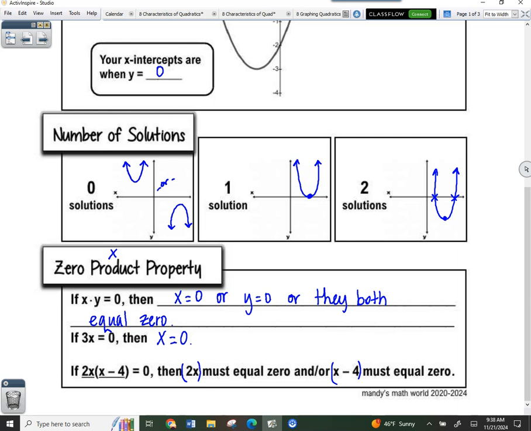How could that be 0? Because this value here times this is equal to 0. What's the only way to multiply two things and get 0? Is if one of them's 0.